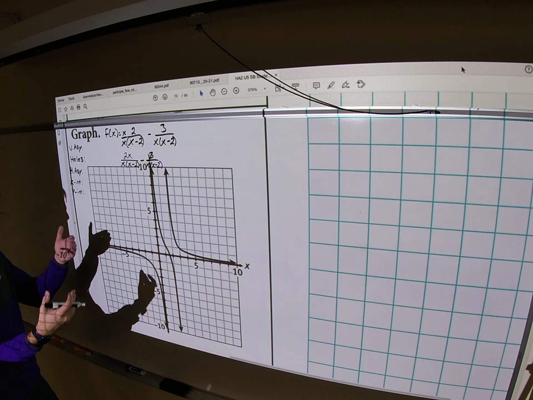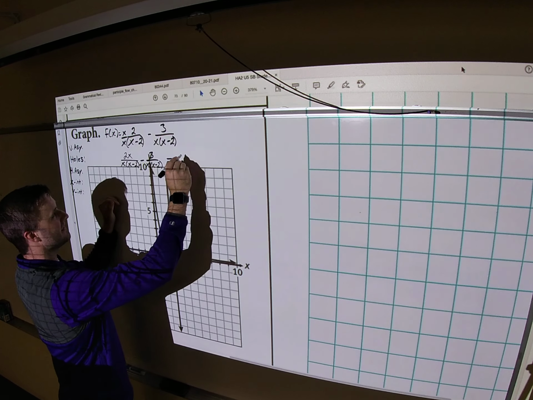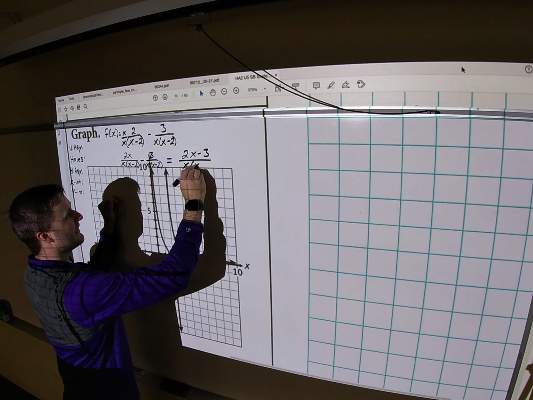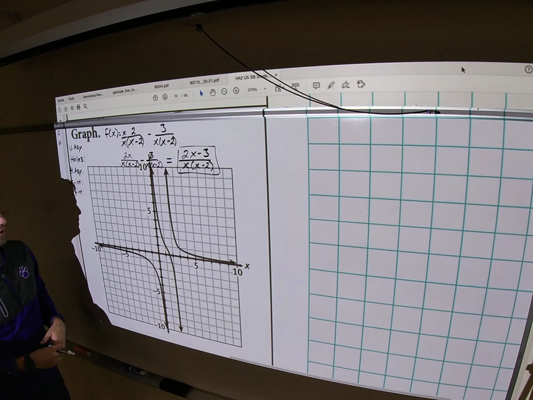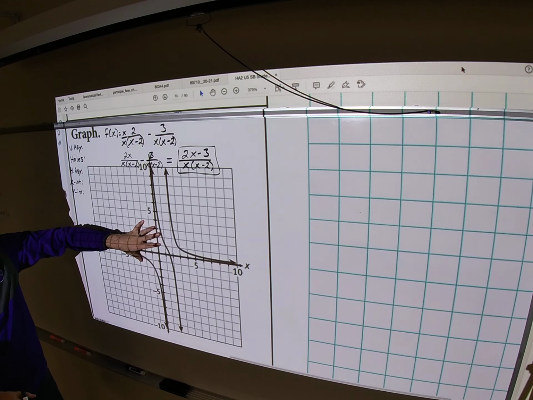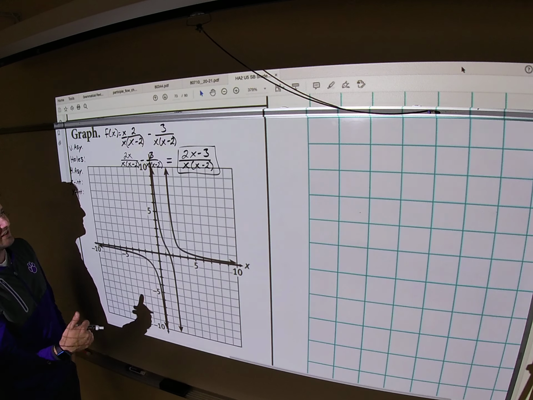Now, from here to subtract, because we have like terms, this is the same thing as saying 2x minus 3 over x times x minus 2. Now, one reason why we want to write that: one, it might be easier to put into the calculator, but if you put the original into the calculator, you would still get this graph. Two is now we can see some things.